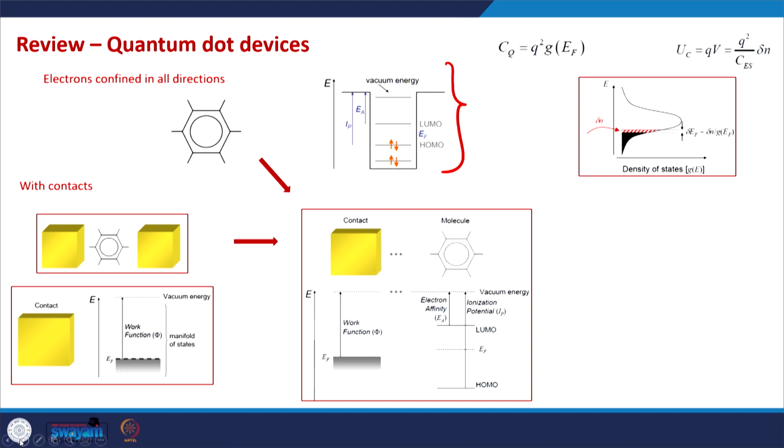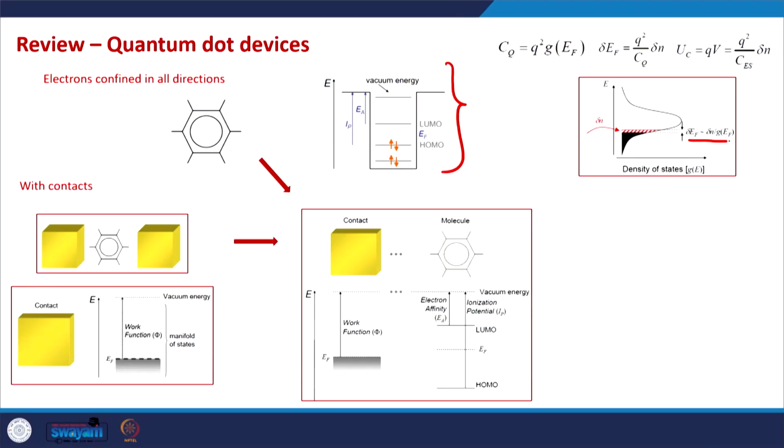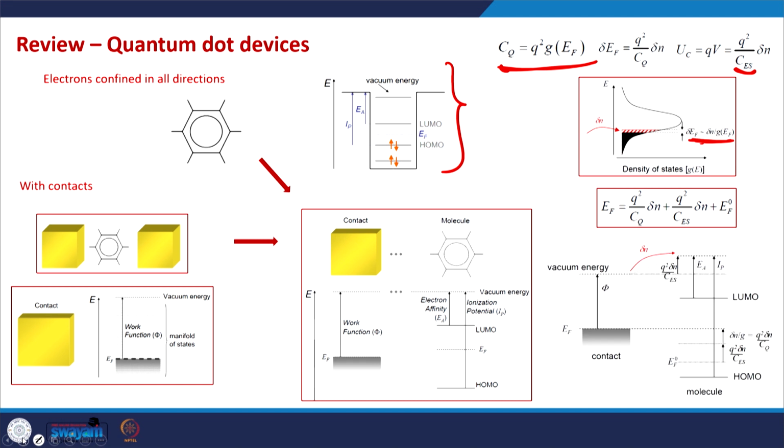One is the quantum capacitance, and second is the electrostatic effect. When there is a change in the number of electrons on the quantum dot, just because of the change in the number, the Fermi level might change, and this is accounted for by the quantum capacitance. Similarly, when there is a change in the number of electrons on the system, that also changes the charge on the system, that changes the electrostatic potential energy of the system, and that is accounted for by the electrostatic capacitance of the device.